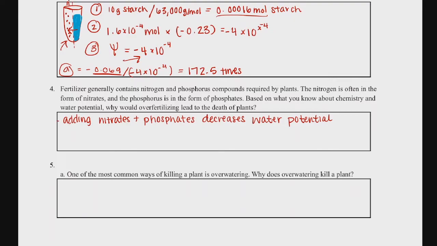Okay, sorry, that's not funny. Decreased water potential in soil.